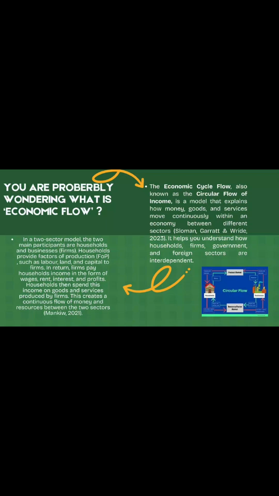In the two-sector model, the two main participants are households and businesses. Households provide factors of production, such as labor, land, and capital, to firms. In return, firms pay households income in the form of wages, rent, interest, and profits. Households then spend this income on goods and services produced by firms. This creates a continuous flow of money and resources between the two sectors.